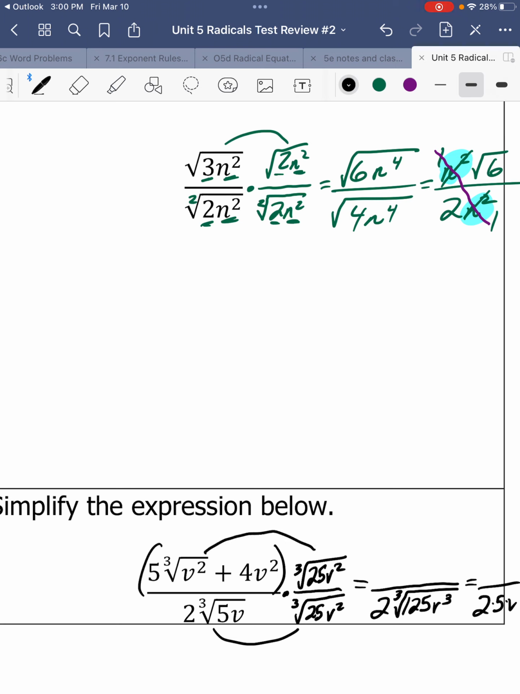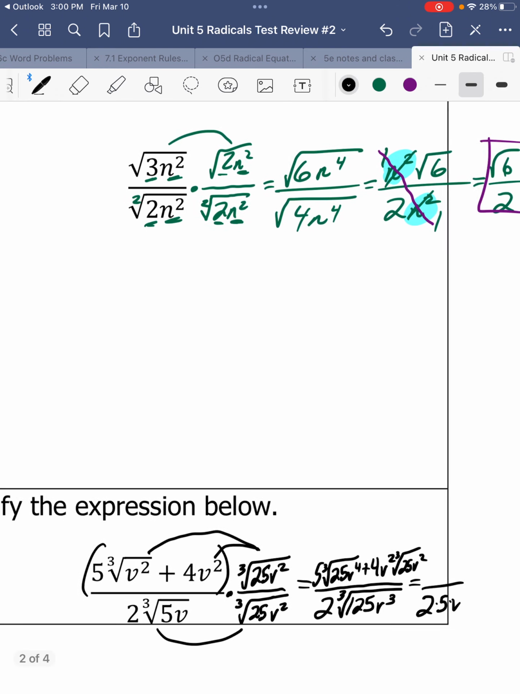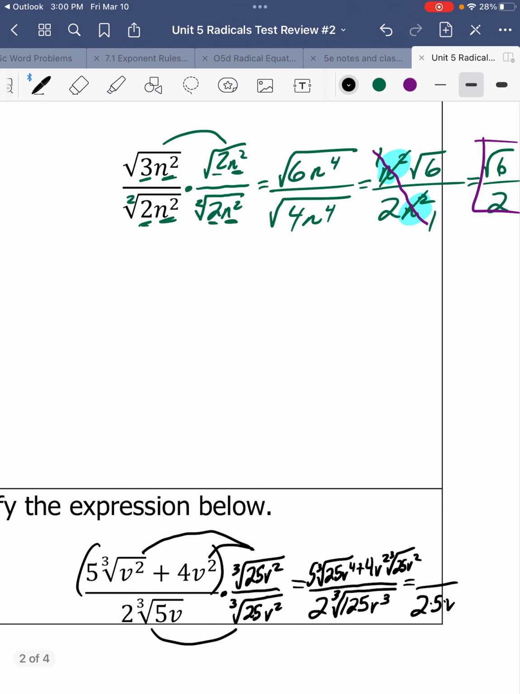In the numerator, this is going to get a little wild. Multiply, so we've got to distribute in. So we have 5 cube root of 25v to the fourth, and then plus 4v squared cube root of 25v squared.